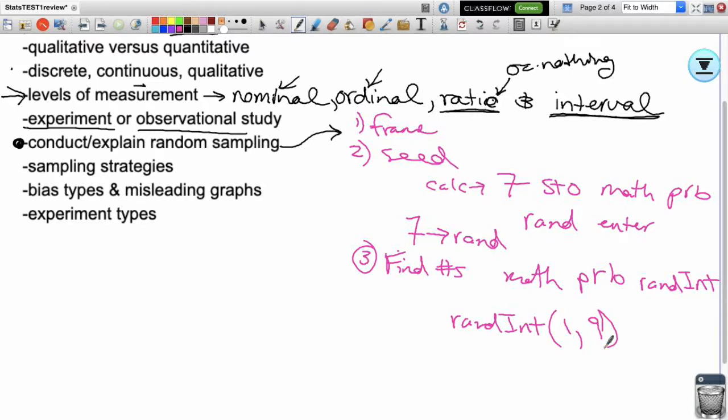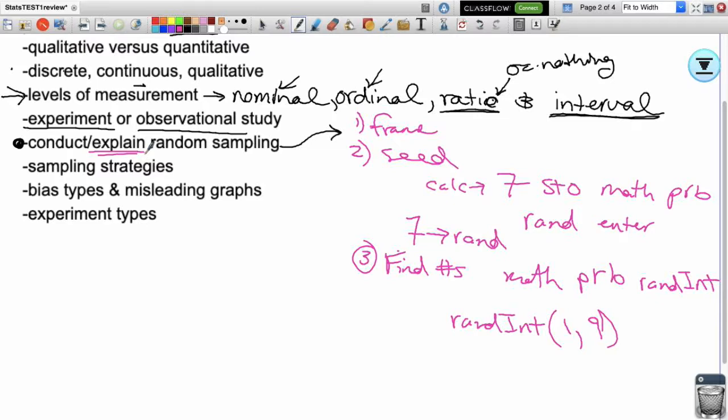Your description should not be, I'm going to use the random number generator on my calculator. If you are describing or explaining how you did that, you're going to say, I first created a frame by blah, blah, blah. I then chose the seed number, whatever. If you don't tell me your seed number, I can't check your answer. Does that make sense? Okay?